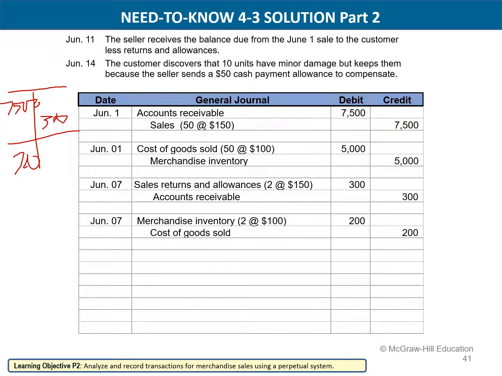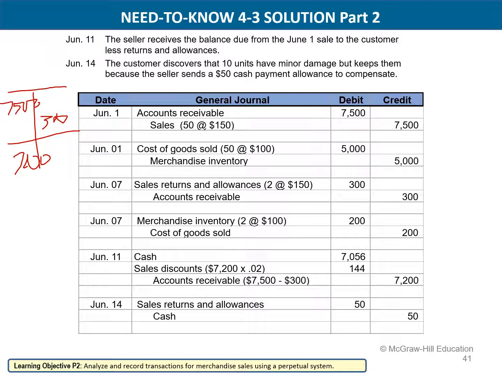Oops. 72. Oh my goodness gracious. This pen stinks. That's supposed to be $7,200. That's our net balance. And so that's the balance that they're paying us within 10 days. So we're going to record cash of $7,056, which is $7,200 times 98%. We're going to record a sales discount of 7,200 times 2% because we paid it within 10 days. And we're going to reduce our accounts receivable by $7,200. So now our balance is zero, right?